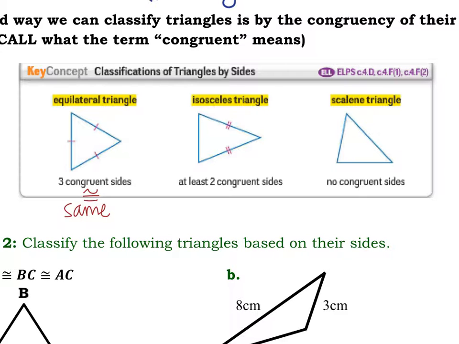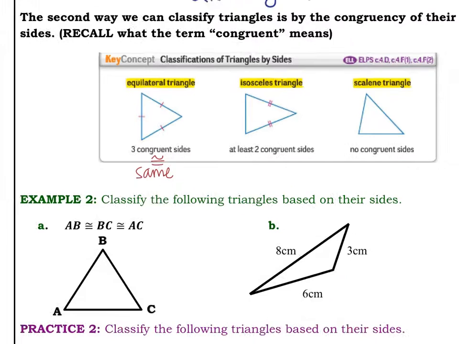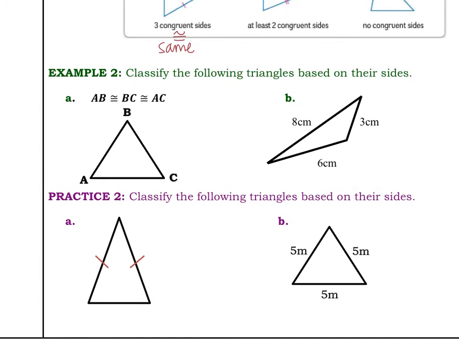So whatever works best. So equilateral, all of the sides are congruent. Isosceles, 2 of them are congruent. In scalene, they're all different, okay? So if we look at these examples, or the example A, AB is congruent to BC, which is congruent to AC. How do I show something's congruent? The little symbol that's there. Or I can put a little tick mark and say AB is congruent to BC, is congruent to AC.